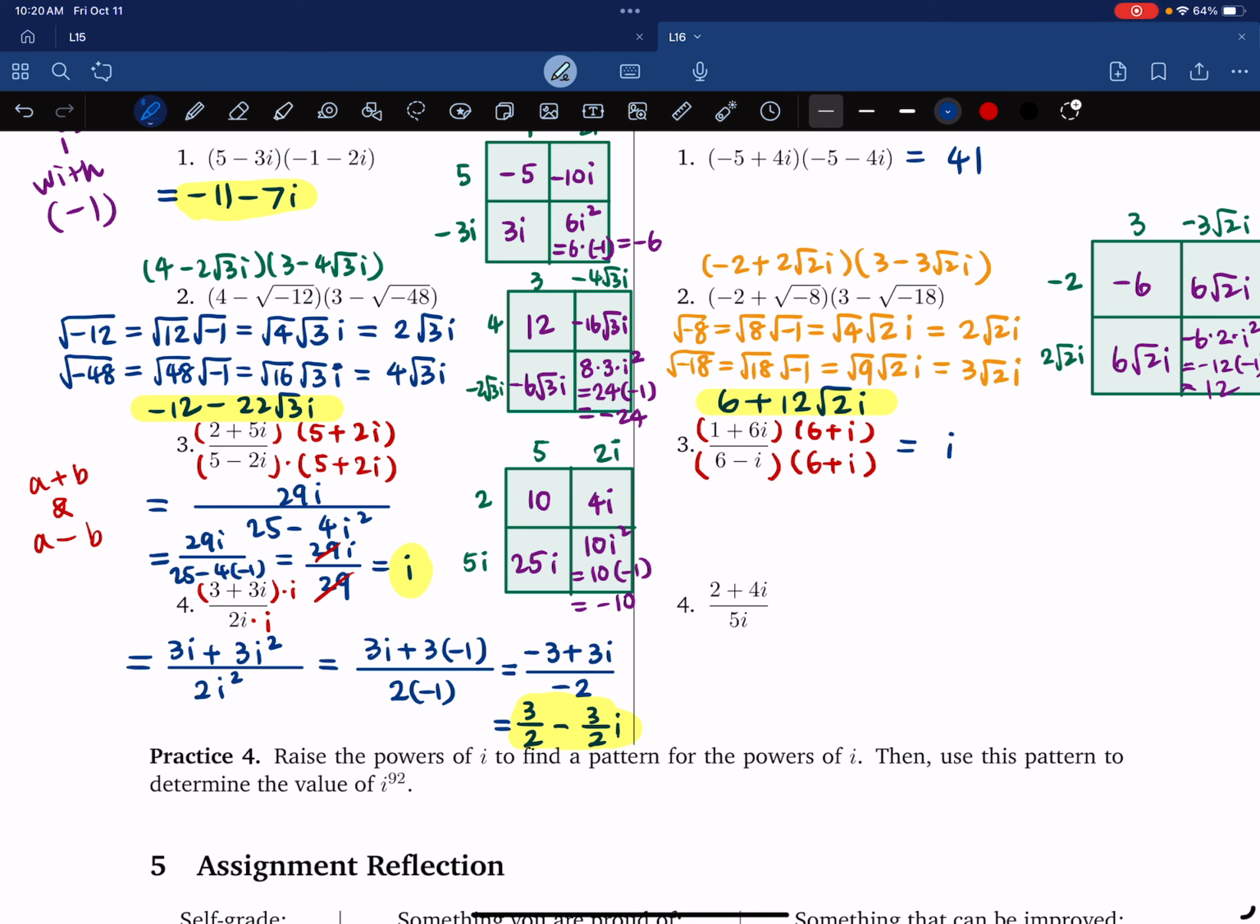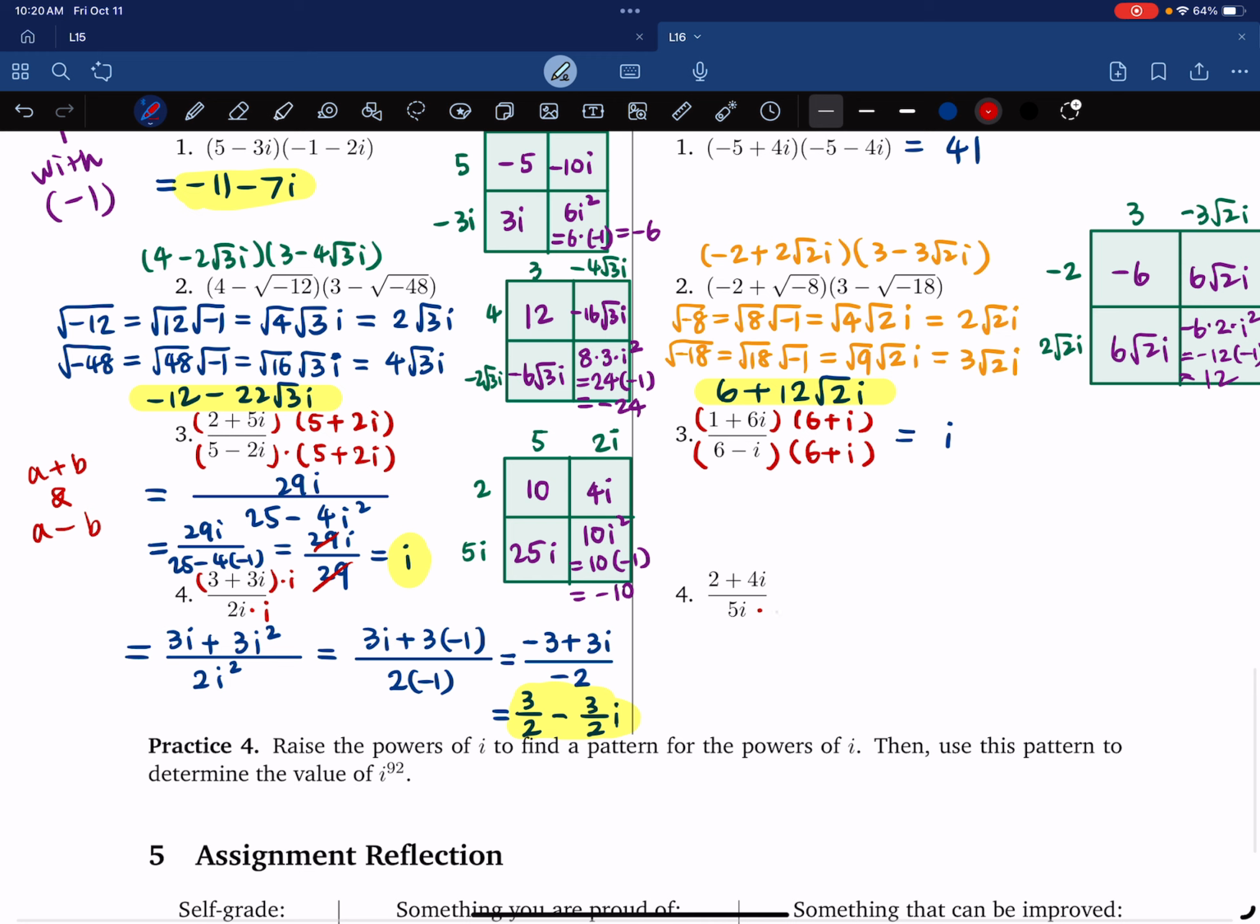And I'd like you to use number 4 on the right hand side to practice. Pause the video. When you're done, you can restart. Okay, so for this one, it's the same thing. We're going to multiply both the top and the bottom by i. And then if you simplify correctly, hopefully you did, you should get this answer.